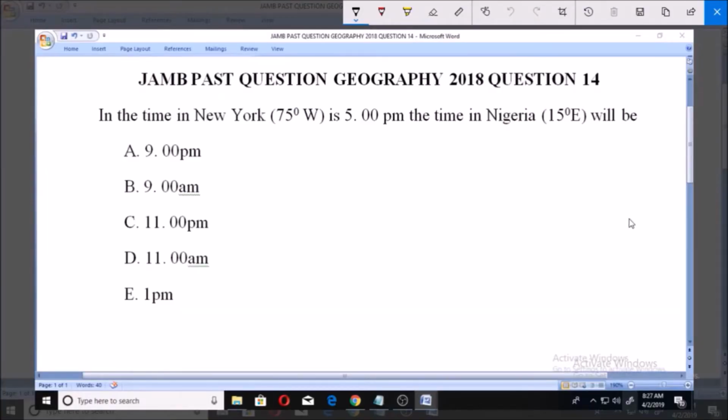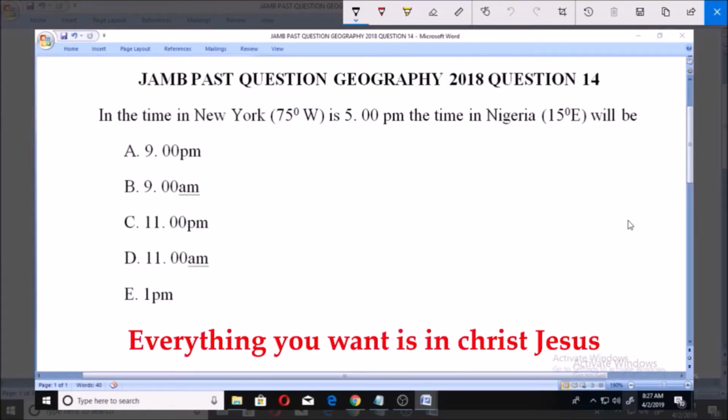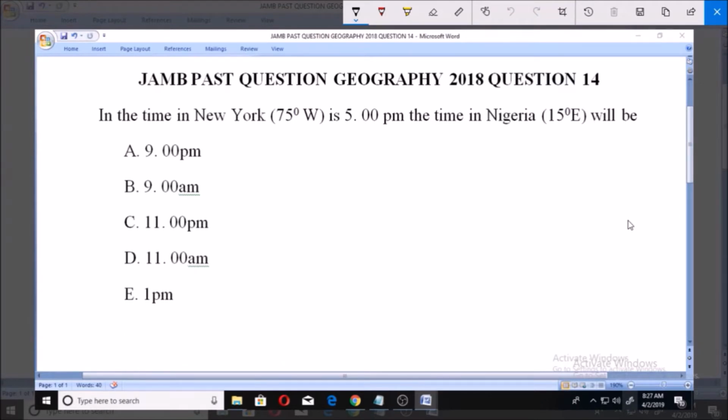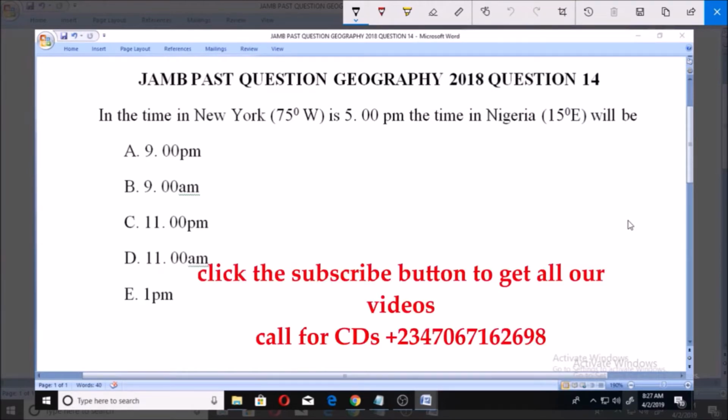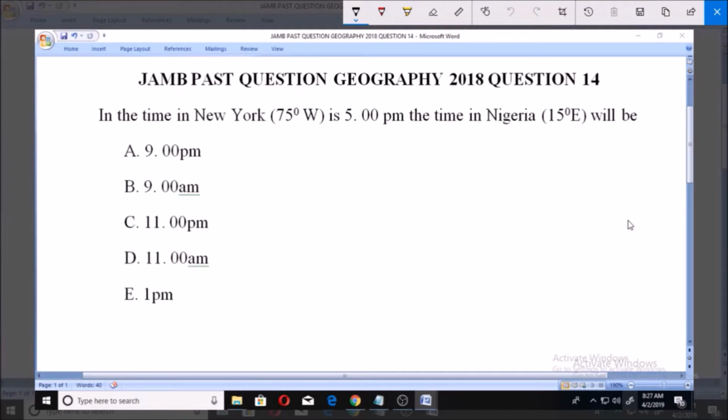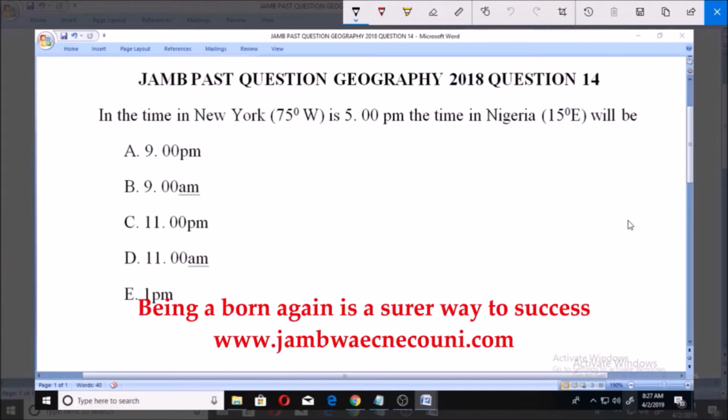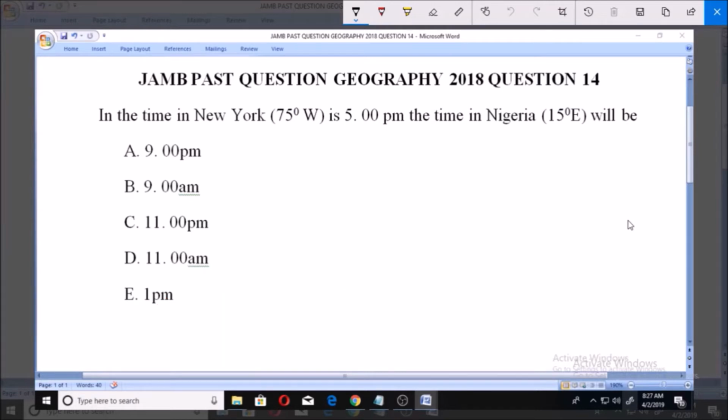Hello, welcome. Let's look at this JAMB past question, Geography 2018, question number 14. If the time in New York, having the bearing of 75° west, is 5 p.m., the time in Nigeria with 15° east will be, is it A, 9 p.m., B, 9 a.m., C, 11 p.m., D, 11 a.m., E, 1 p.m.